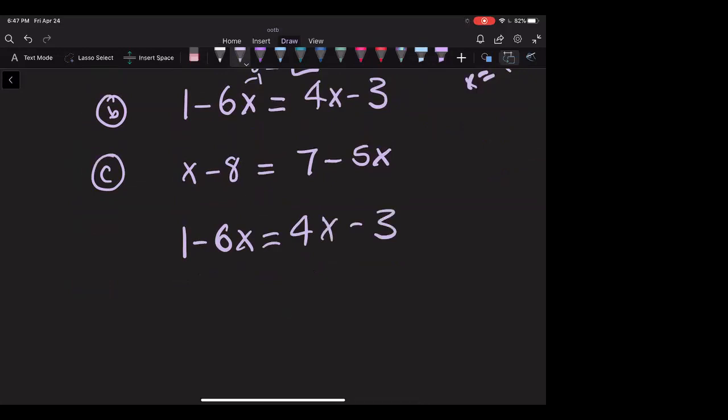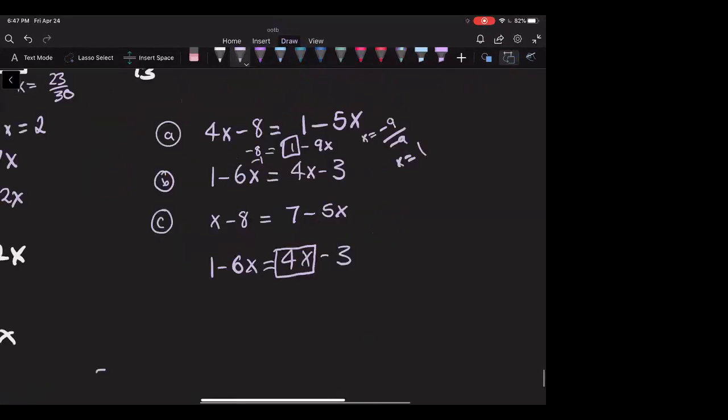Okay, remember rule number 1, get all your x values together. Is this 4x positive or negative? Positive. So what's the opposite of it? The opposite is subtraction. Exactly, so we're gonna subtract 4.